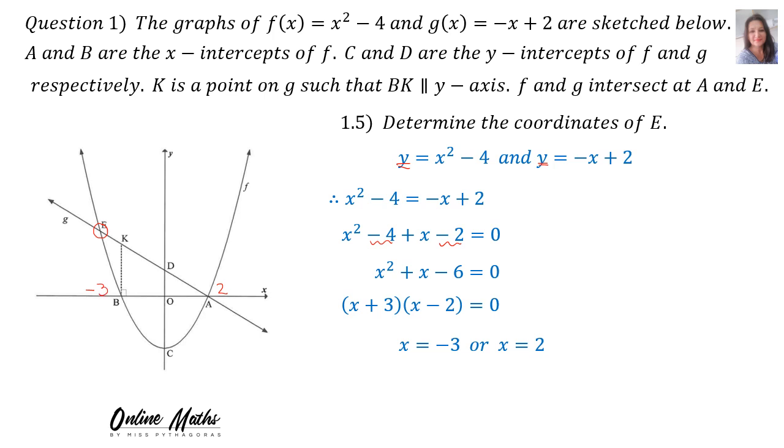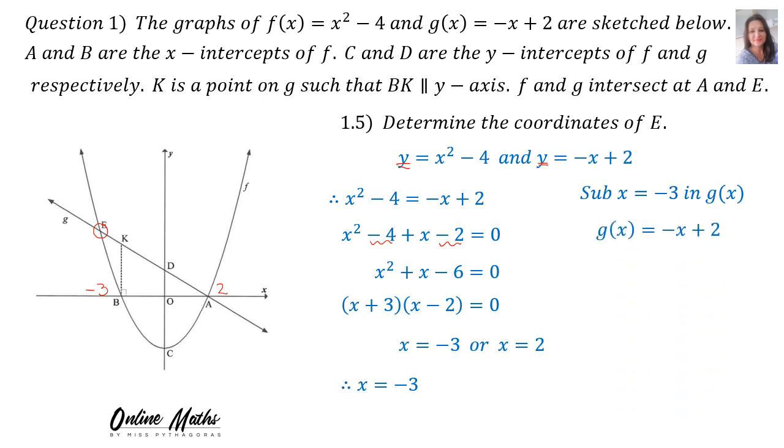So we will only deal with that one since they only wanted us to give the coordinate of E. So we know the x there is negative 3. Then to get the corresponding y, you can either substitute x is minus 3 into the parabola or into the straight line. I chose the straight line. Substitute x is negative 3 in g of x.